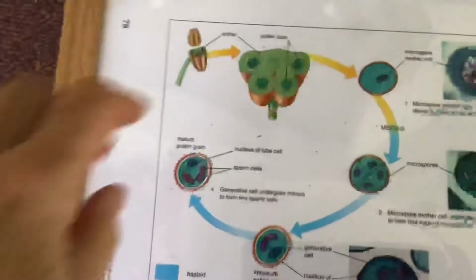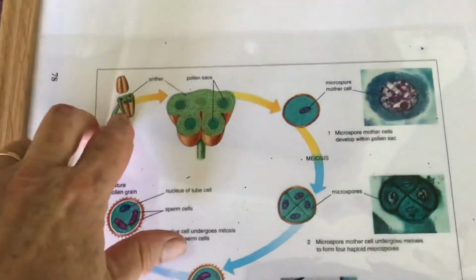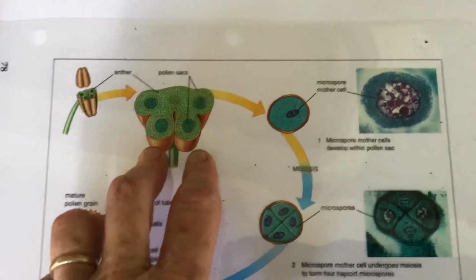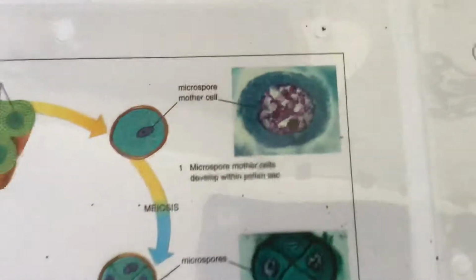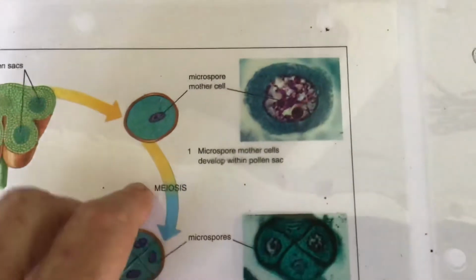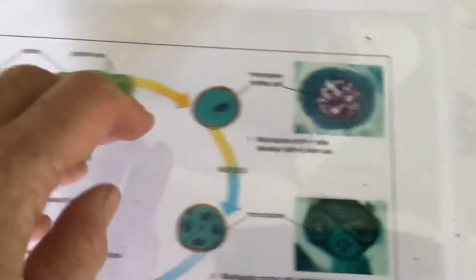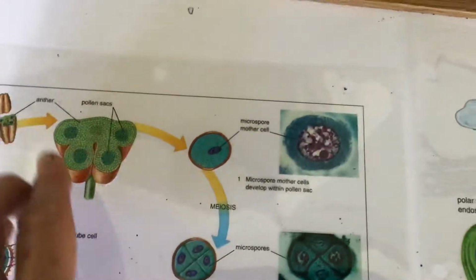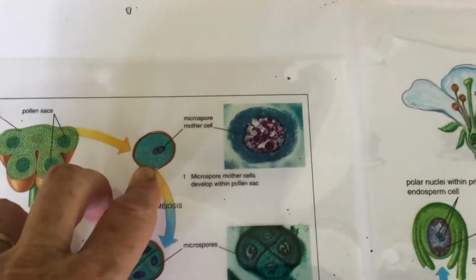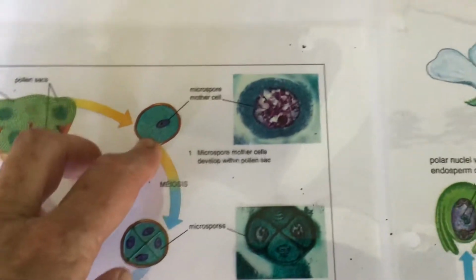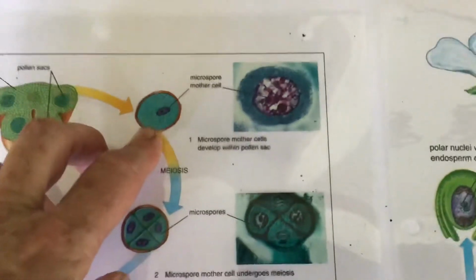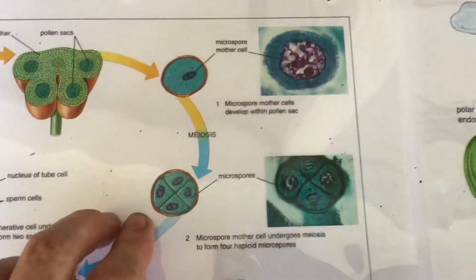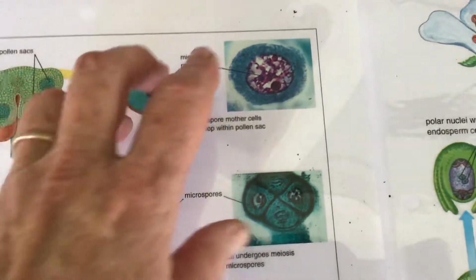So within the anther of the male part, the stamen of the flower, you have 4 pollen sacs. And in each one of those, you're going to have microsporophylls. They're microsporangia, and they're going to produce individual microspores. And those microspores, inside each one of them, are going to undergo the meiosis process and produce 4 microspores.